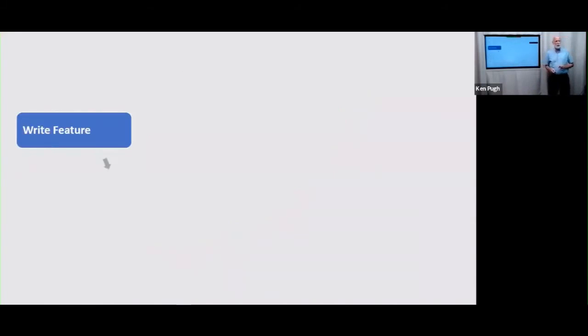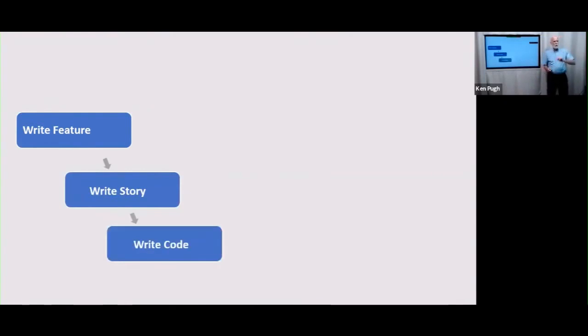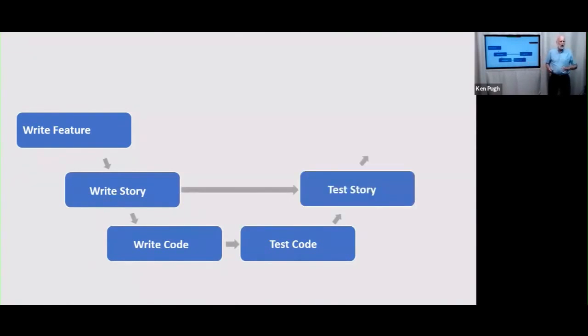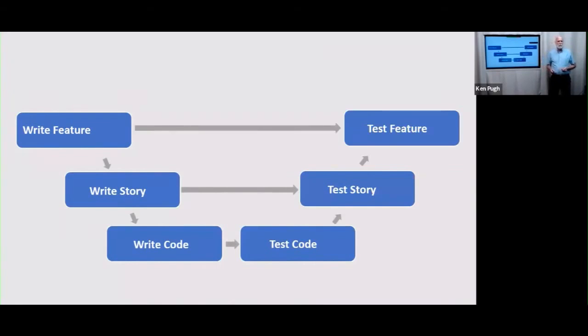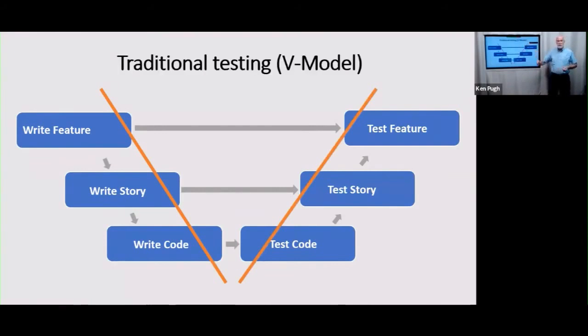So now let's just take a look at a typical deployment site. We write a feature. Then we write a story. We write some code. And now you go, oh my gosh, we need to do something. So let's test the code. Oh, I guess we ought to test the story then. And finally, yeah, let's test that feature. And what happens is we get something that looks like this, which is our traditional testing. We think about testing after we've created the item. And of course, that's called the V model because it looks something like this.